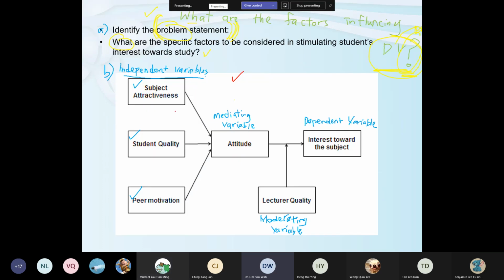Yes, does anyone have anything to share? I think I heard something. I heard something.